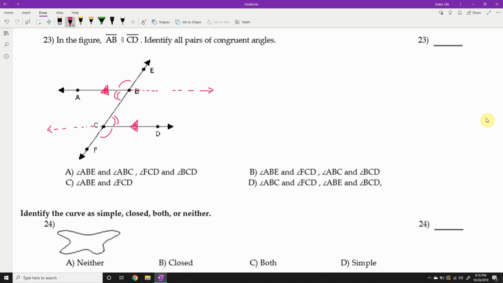So let's see, that is angle ABE and FCD. ABE and FCD. And also ABC and BCD. So that's this one. So it must be B. 23 is B.